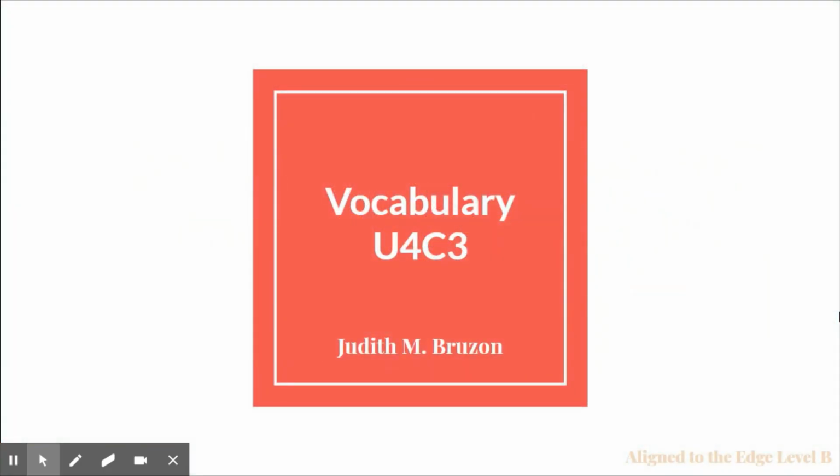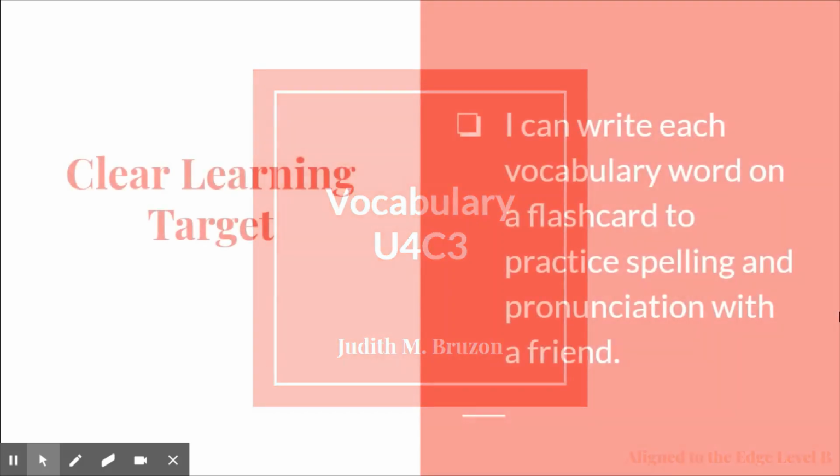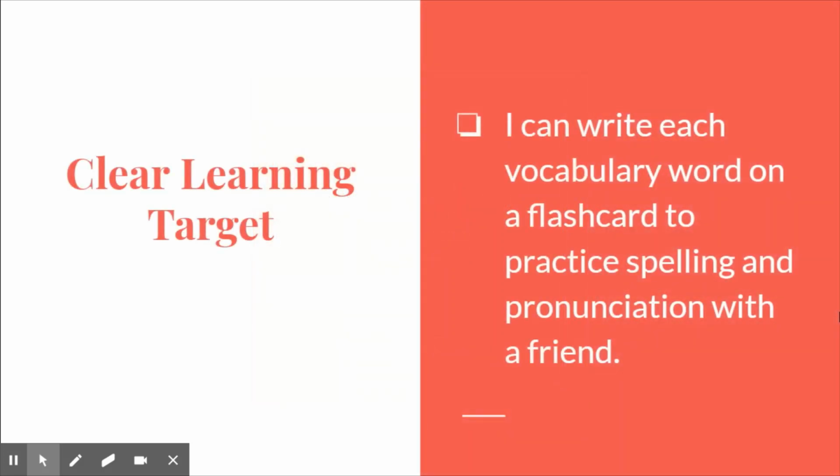Here we have our new topic for today. Today's topic is vocabulary for Unit 4, Cluster 3 of the Edge Level B curriculum. This is aligned to the Edge Level B. Our clear learning target for today is: I can write each vocabulary word on a flashcard to practice spelling and pronunciation with a friend. How about we read this together? I can write each vocabulary word on a flashcard to practice spelling and pronunciation with a friend.